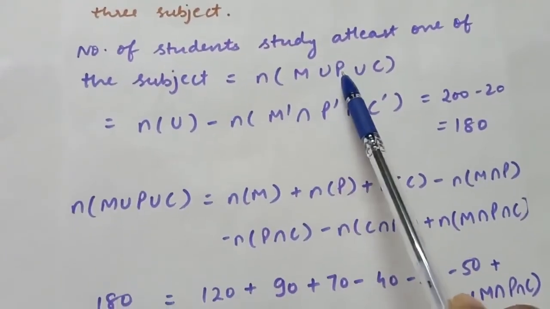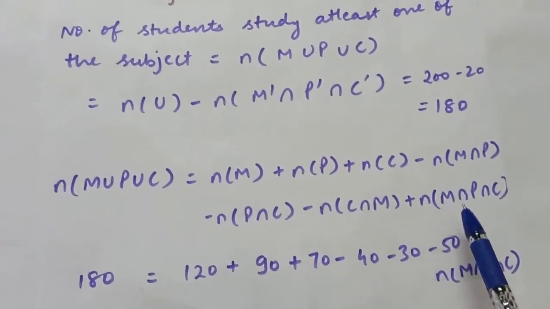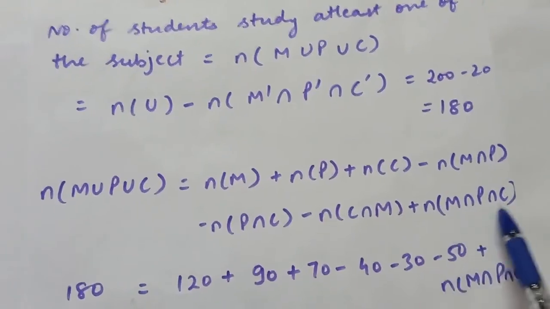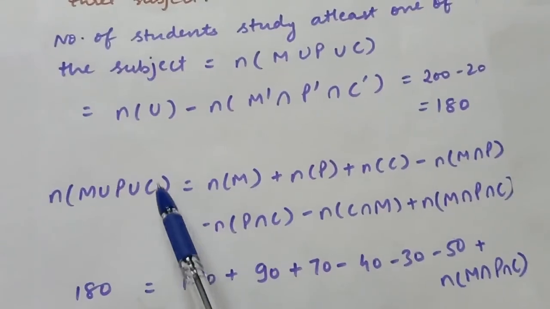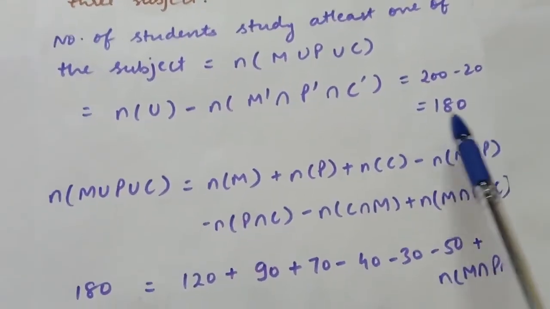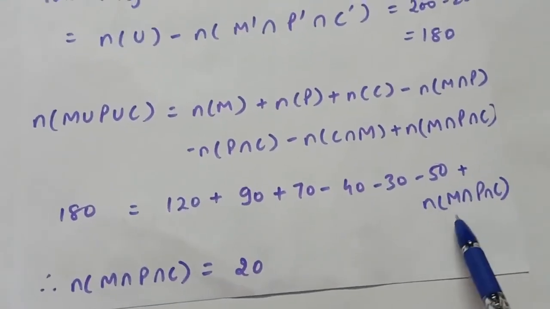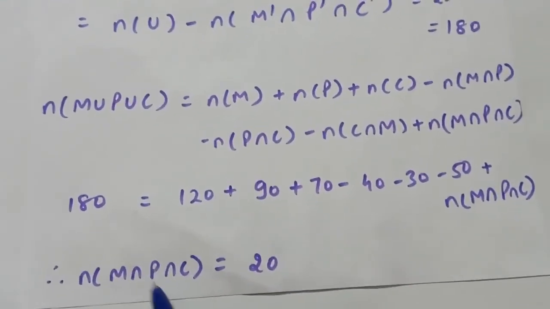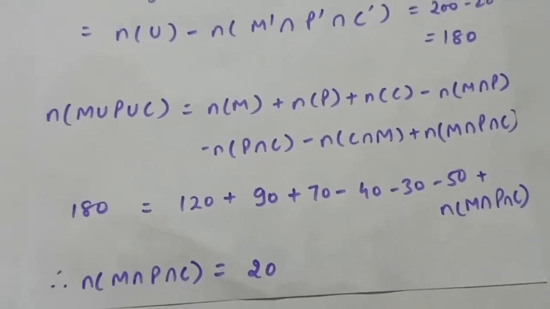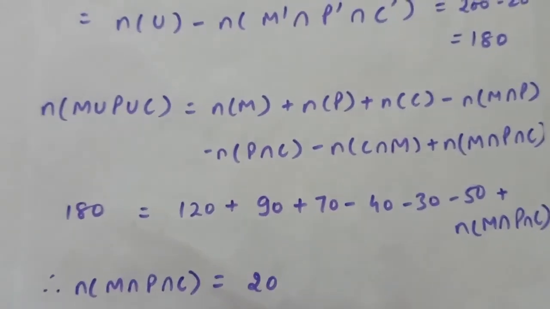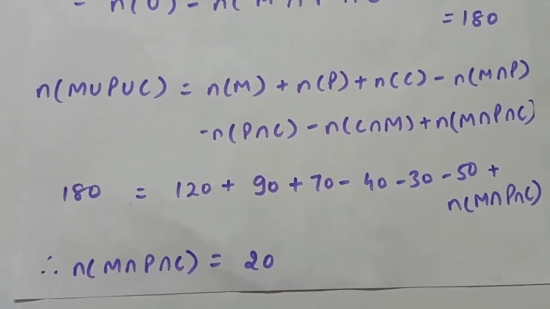Now using this formula and all the information given, we will find the number of students studying all the 3 subjects. We want to find this, right? All this information is already given. This we have calculated as 180. So write down all the values. 180 is equal to all the values which are given minus this. So when you solve it, you will get it as 20. So 20 students are studying all the 3 subjects. Clear? So this is the solution of chapter 1 from NCERT exemplar.